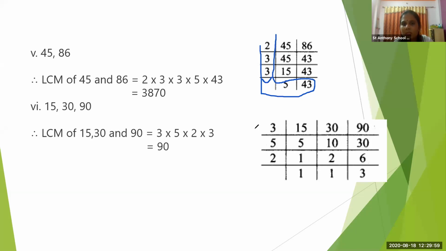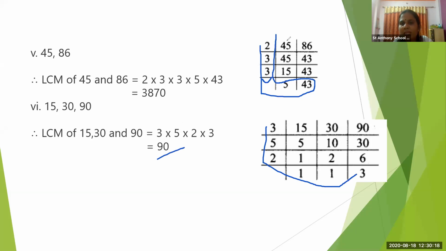The LCM is what? 3 into 5 into 2 into this 3. Okay. So 3 into 5, 5 3s are 15, 15 2s are 30, 30 3s are 90. So our LCM is what? 90. Clear everyone? HCF and LCM, how to find it?